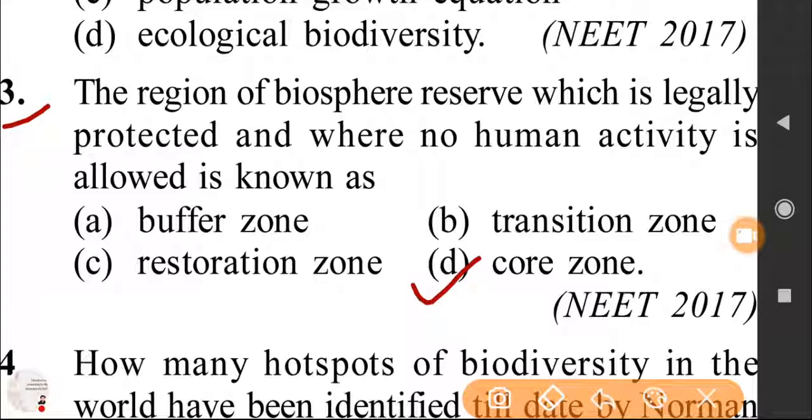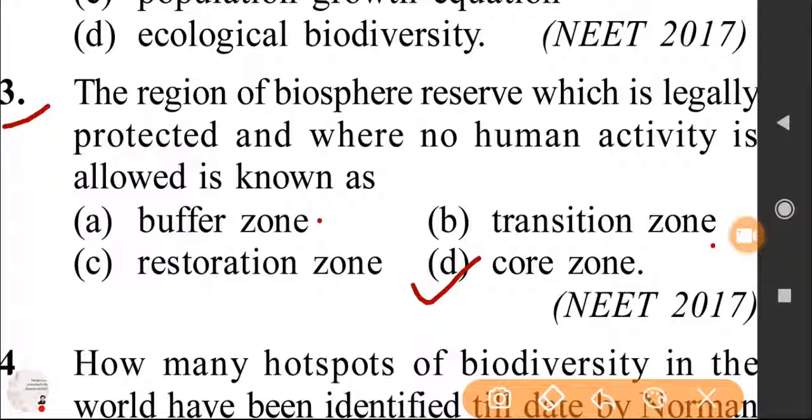The core zone, as you know, is also known as the natural zone. This area of a biosphere reserve is an undisturbed and legally protected ecosystem. So no human activity is allowed in this zone, and little human activity is allowed in the buffer zone. And active cooperation between reserve management and local people for activities like settlements, cropping, etc. is allowed in the transition zone.